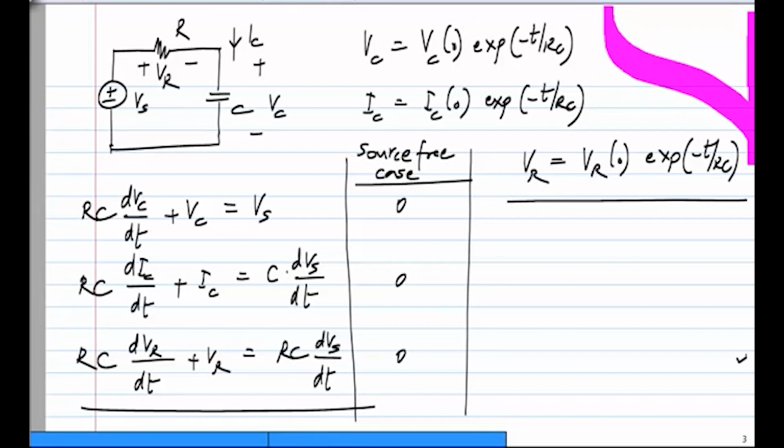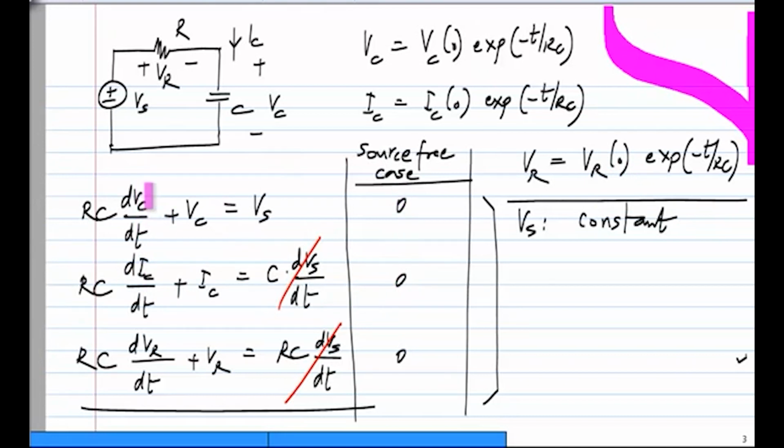Now if Vs is assumed to be a constant, that's the case we have looked at so far, then also things are quite easy. If Vs is a constant, then again these two will be 0, because the time derivative of Vs is 0. And we know the solution to that as well. In fact, it's exactly the same solution. Ic will eventually go to 0.